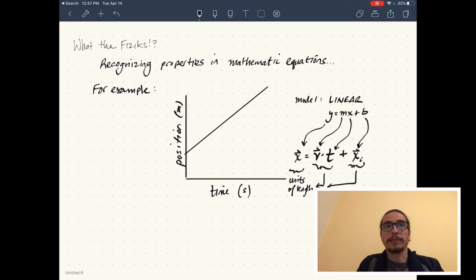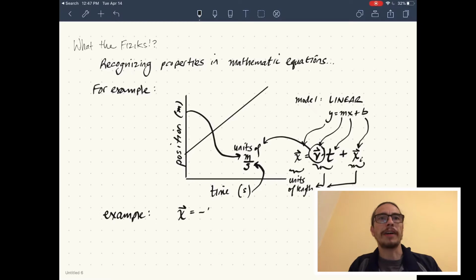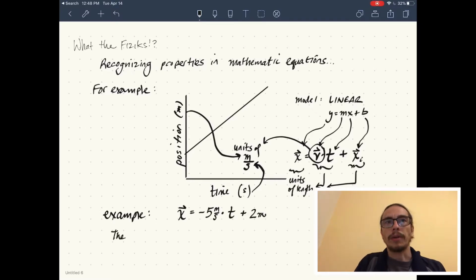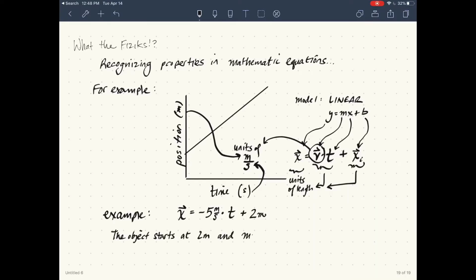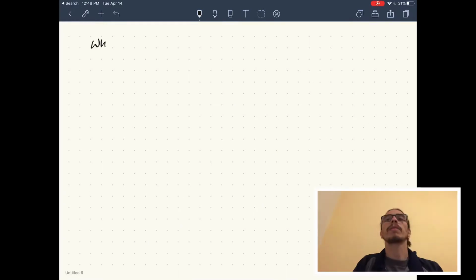So in that model, there are two terms, and you can see the velocity is units of meters per second. Here's an example. Say position is negative 5 meters per second times t plus 2 meters. Well, the object starts at 2 meters and moves to the left with a constant velocity of 5 meters per second. All right? If time equals 3, then x will equal negative 5 meters per second times 3. The seconds cancel. That comes out to negative 15 plus 2. Hey, negative 13 meters. So we can actually figure out where something goes. Pretty cool.